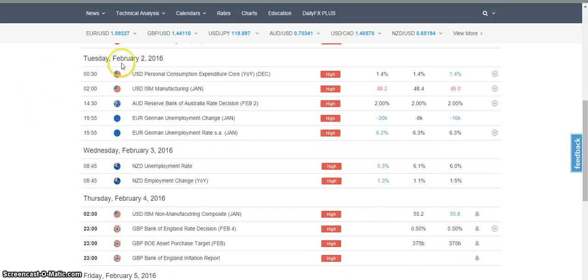Moving along on Tuesday, February the 2nd in Australian Eastern States time, or GMT +11, around about 2:30 in the afternoon, Australia had its interest rate decision come out. They left interest rates unchanged at 2%, with the forecast being 2% and the rate being 2%.